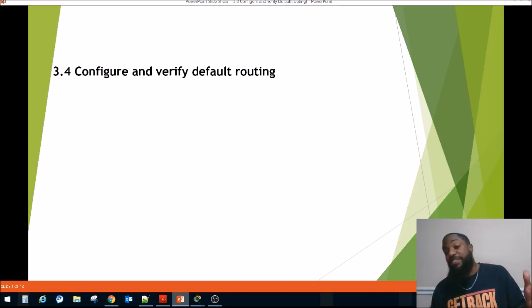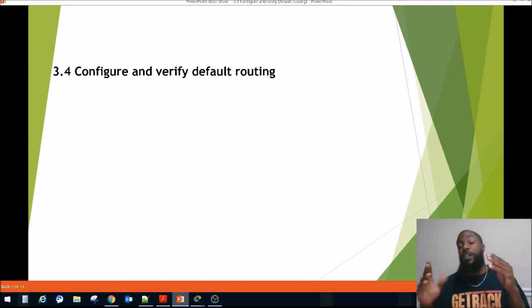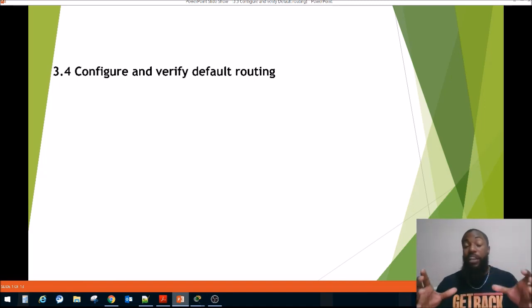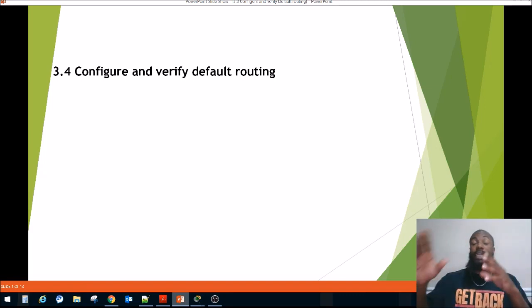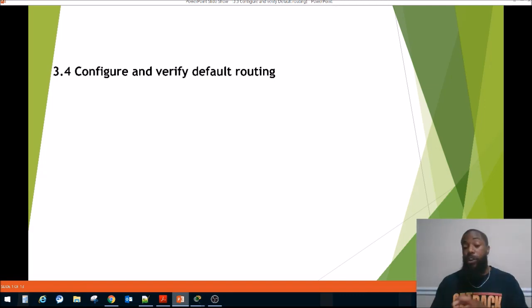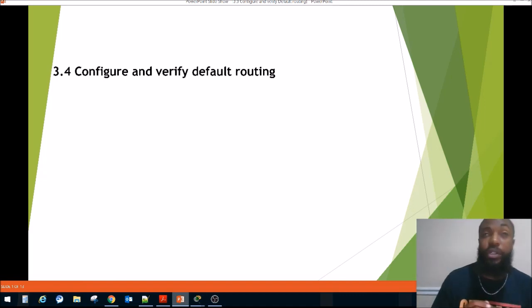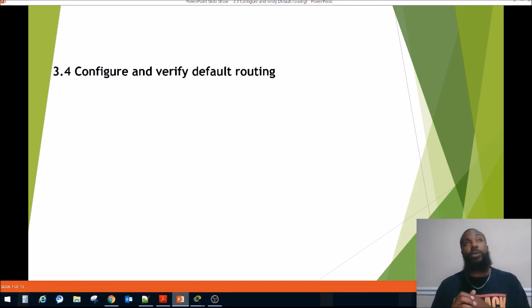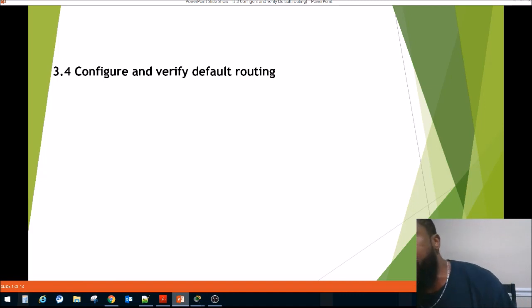You might not take me seriously because I'm using Packet Tracer for the CCNP exam, but whatever. Like I said, we're going to break this section, 3.4, configure and verify default routing, into different parts. And somewhere along the way, pardon the pun, we're going to use GNS3. I'm going to try to create a topology so that we can explain it, because like I said, this section was more than I could chew.